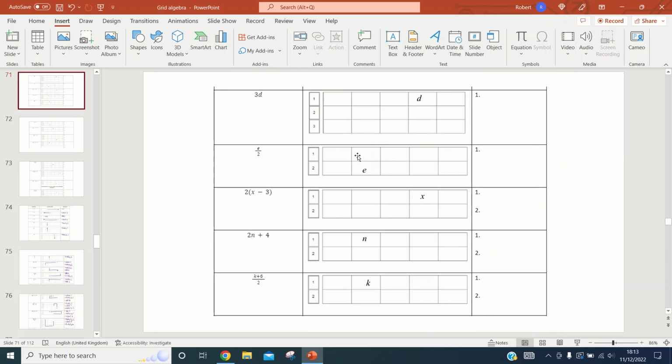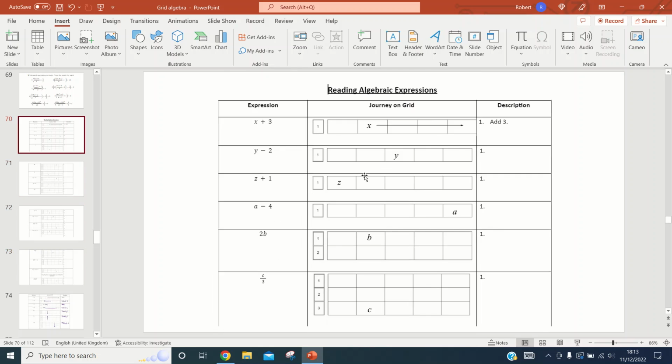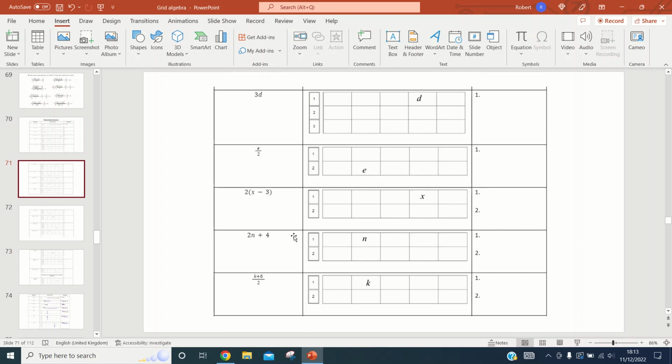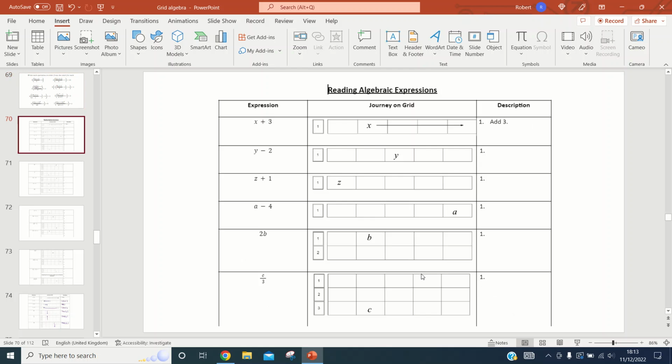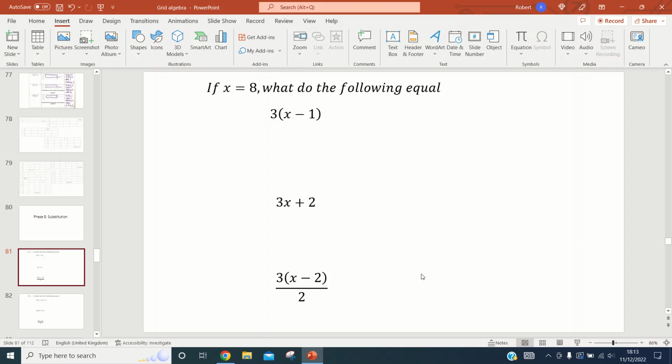But yeah, writing in these orders of operations, and whichever task you do here, and you could do any of them, the idea behind this is if they can do this successfully, they can substitute. Because if they can look at an expression like, say, this, and know that you take away 3 first, then times by 2, either by drawing on the grid or just writing the things out, it means that when they put in a number, they can just do that to the number. Right, so here they can take this number 8, take away 1 first, and then times by 3, or times by 3, then add 2, and so on.